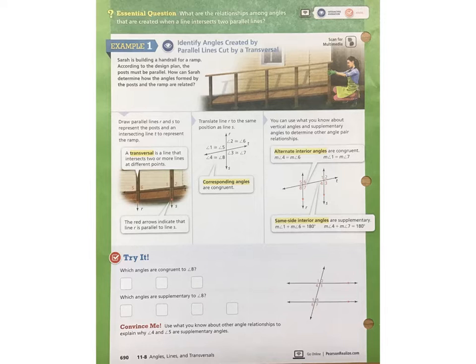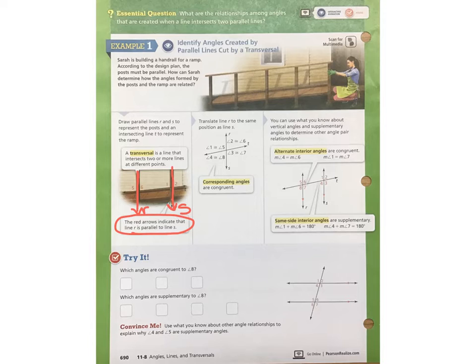Sarah's building a handrail for a ramp. According to the design plan, the posts must be parallel. How can Sarah determine how the angles formed by the posts and the ramp are related? Well, let's first take a look at the parallel lines. In this case, we're talking about the posts. So line R and line S are parallel lines. Those red arrows on that diagram show that those are parallel lines.